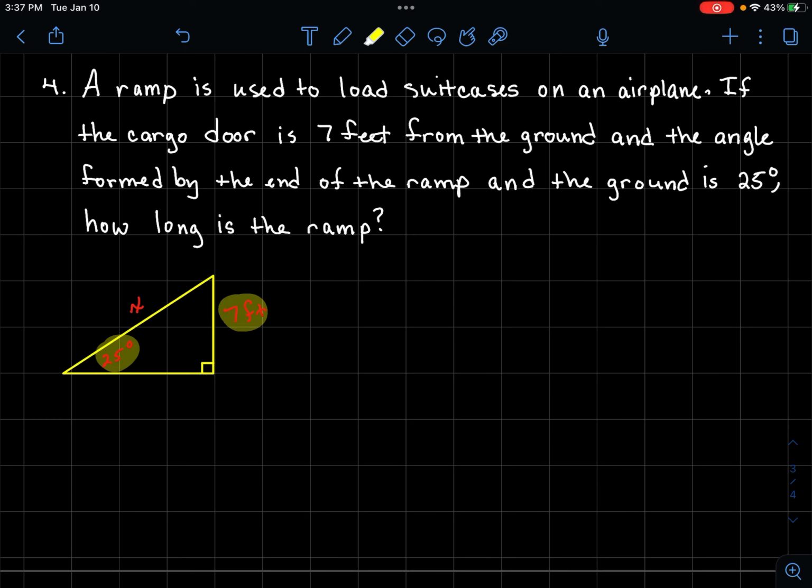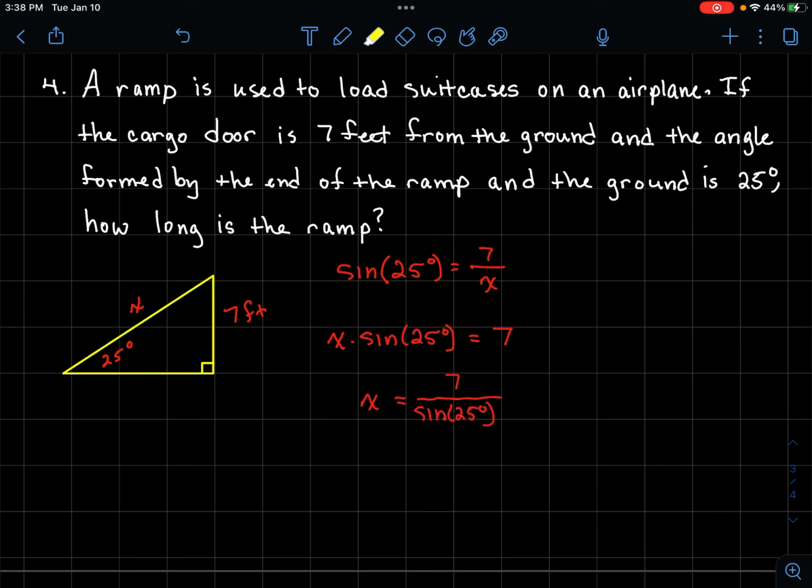We see that 7 is opposite. We see that the X is the hypotenuse. So opposite and hypotenuse would lead us to sine. We're going to use sine to set up this problem and solve. So we have sine of 25 degrees equals our opposite over the hypotenuse. Similar to our previous example, we multiply both sides by the X to cancel out, and then divide both sides by the sine of 25, and then we go to our calculator, type in 7 divided by the sine of 25, and the length of this ramp is going to be about 16.6 feet.